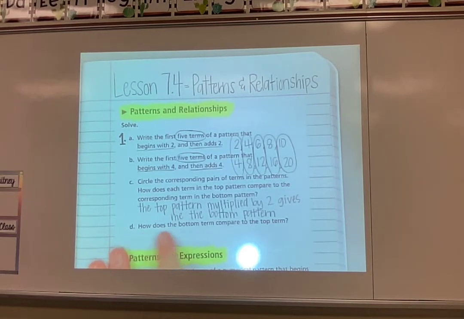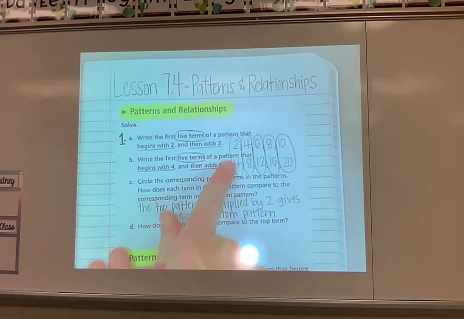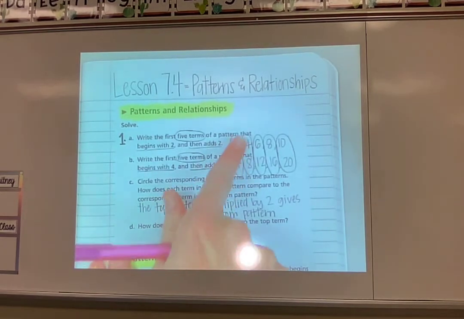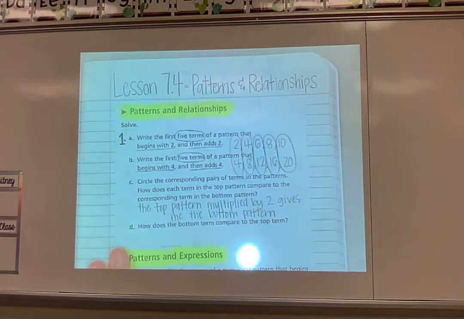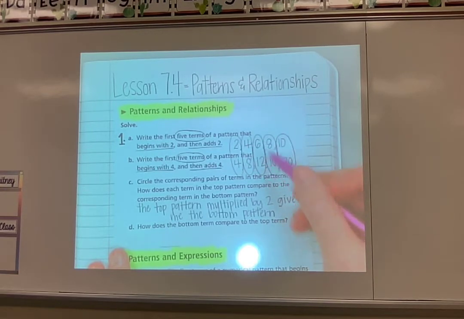Letter D says, how does the bottom term compare to the top term? So now they want me to look at the bottom compared to the top. So how did I get from 4 to 2? Or how would I get from 8 to 4? Or 12 to 6? Well, if I divided by 2, I would get there. 4 divided by 2 is 2. Or 8 divided by 2 is 4. So in order to get from the bottom pattern to the top pattern, I would need to divide by 2.